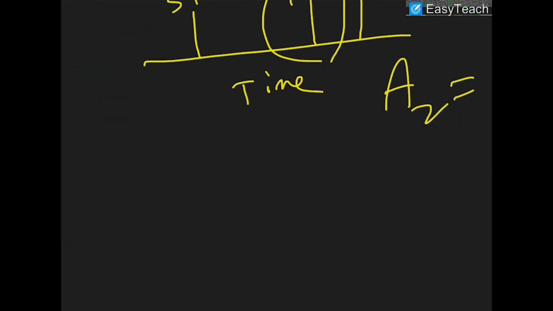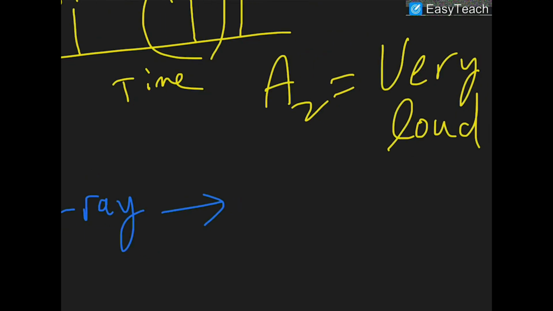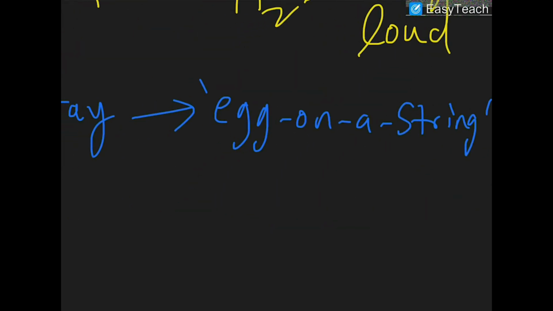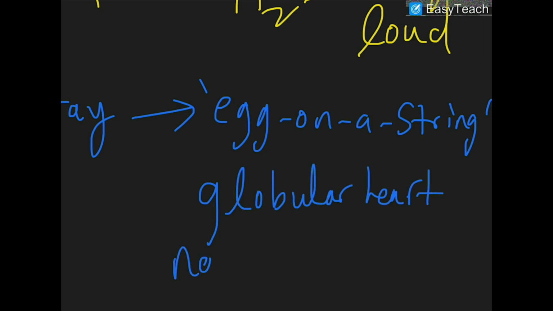One last important thing that we should discuss when talking about tests and imaging and diagnosis and all that is, if you do an X-ray, right, it's important to know this term, especially for the USMLE, try to remember egg on a string sign. Okay, egg on a string sign. So you will see egg on a string sign in a chest X-ray. Why? Because in transposition of great arteries, you have a very globular heart.